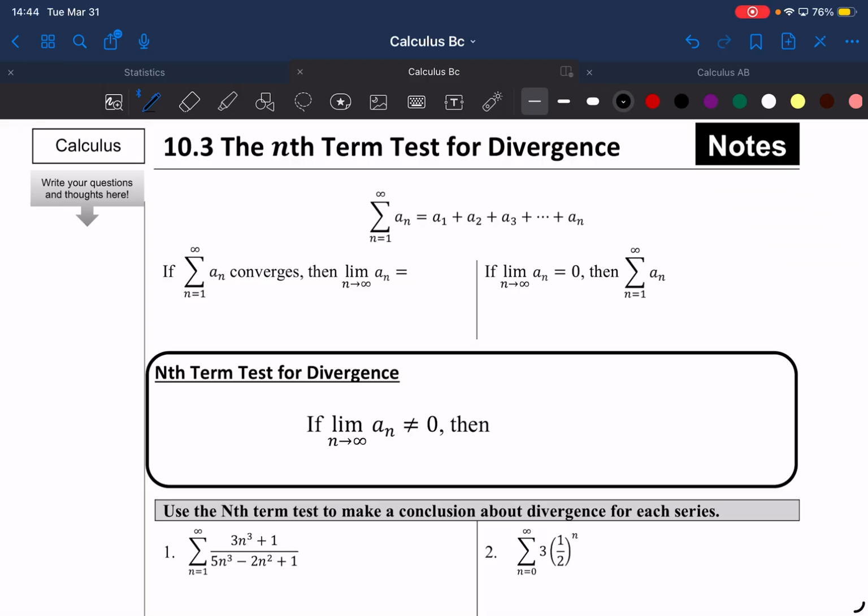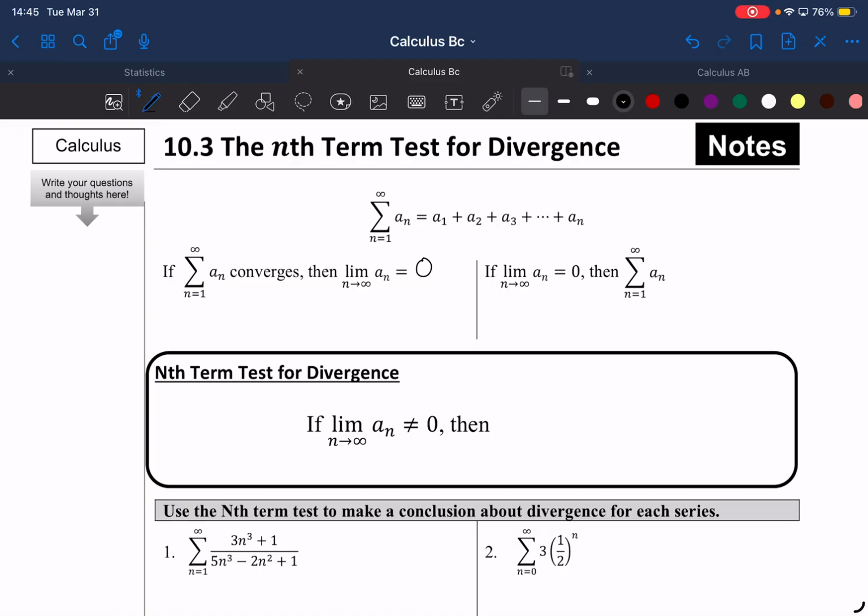This says if the summation of A sub n converges, then the limit as n approaches infinity of A sub n is 0. So if we're told that it converges, then we can imply that the limit as n approaches infinity is 0. However, if we solve it and get that the limit is equal to 0, that does not mean that the summation is going to converge.